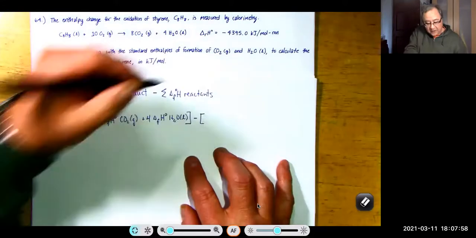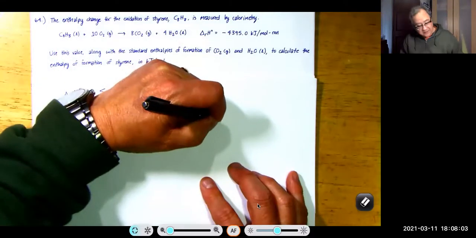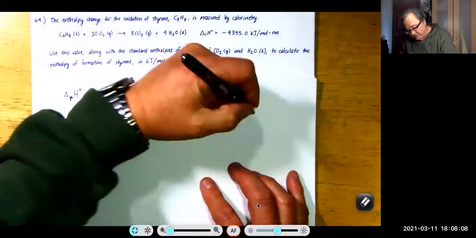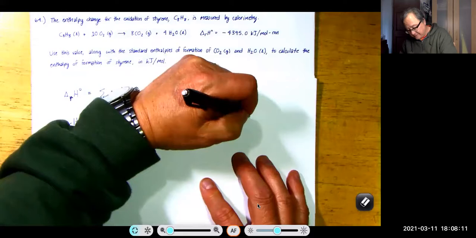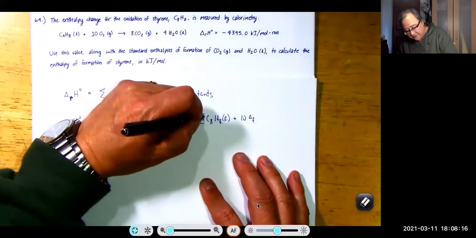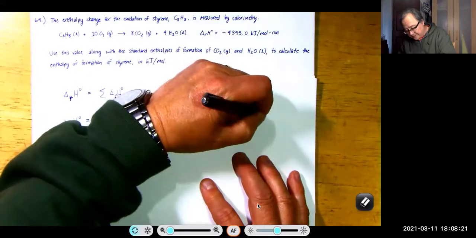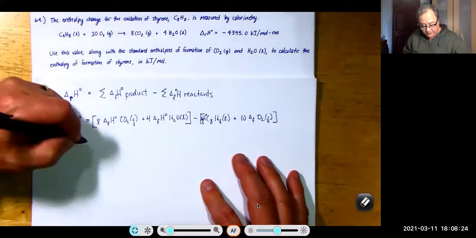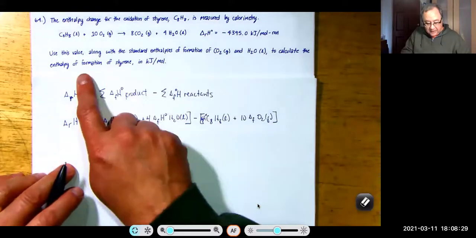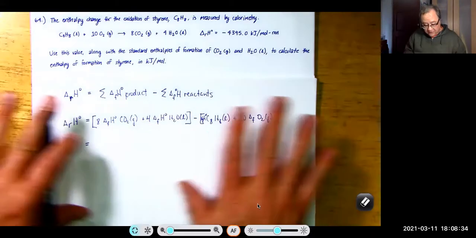Minus, here we have 1 C8H8 liquid, and here we have 10 enthalpies of formation. And I forgot to write enthalpy of formation here, for oxygen gas. Okay, so here they want us to calculate the enthalpy of formation of styrene, which is this value right here, based on all of these other values.